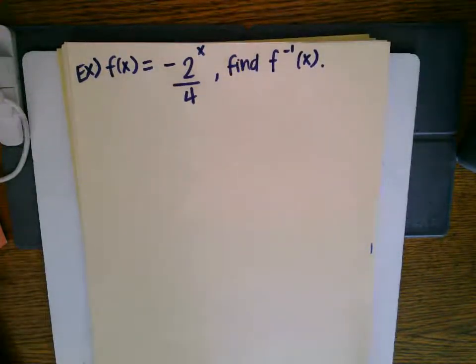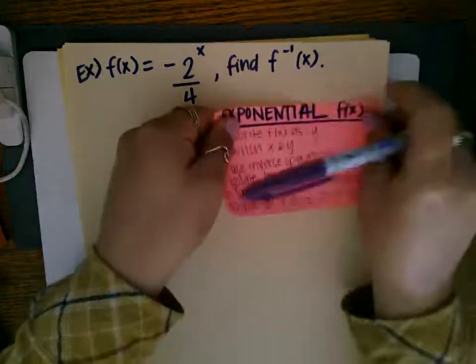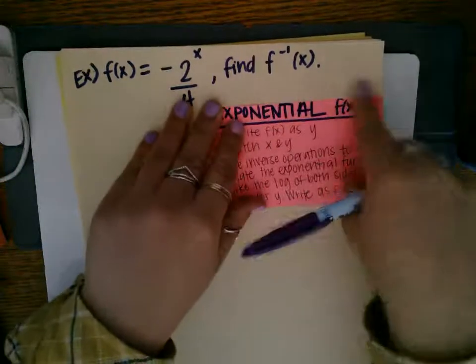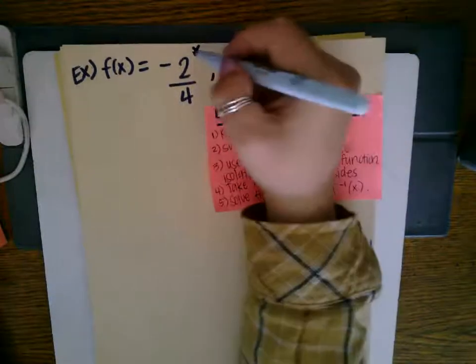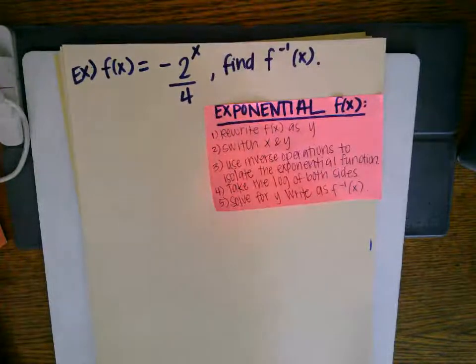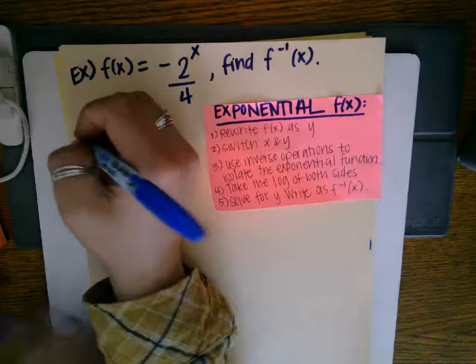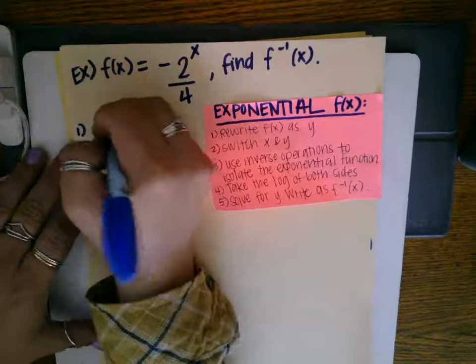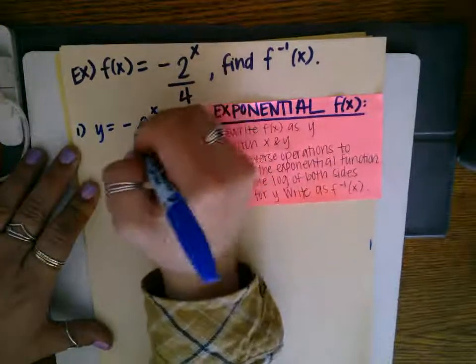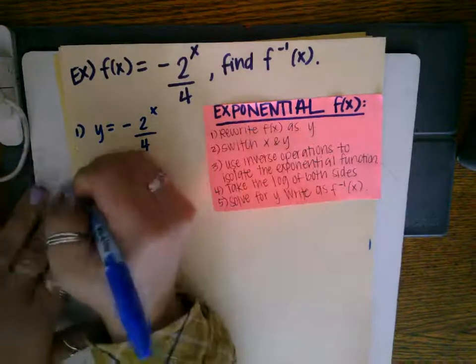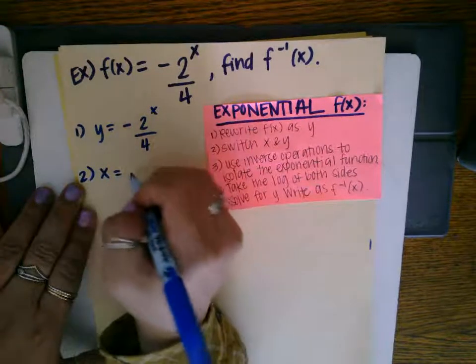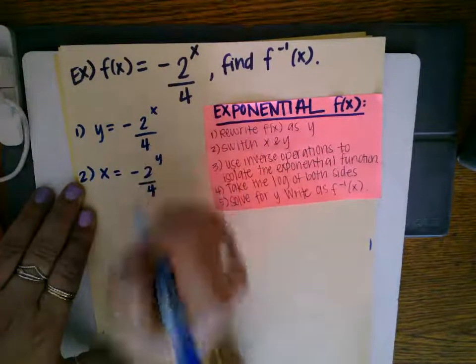So we have f of x equals -2 to the x over 4, and our goal is to find f inverse of x. Again, recognize that this is an exponential function. The base is 2 and the exponent is the variable x. So we're still going to use our step-by-step directions. Step 1 says to write f of x as y. So y equals -2 to the x over 4. Step 2 says to switch variables x and y. So x equals -2 to the y over 4.